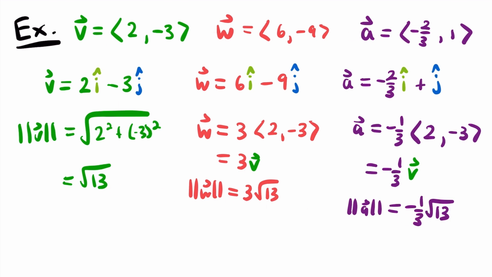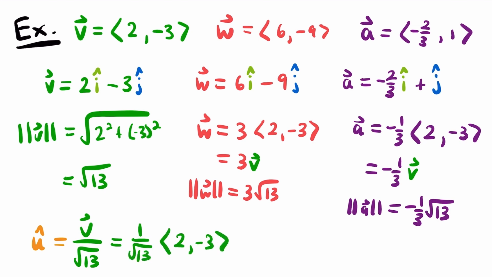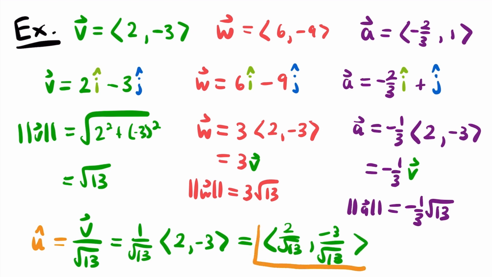And so if we were to divide each of those vectors by those magnitudes, we would get the exact same unit vector. All right, so the unit vector corresponding to vector v, we would find that by taking vector v and dividing it by its magnitude, which is the square root of 13, which would be equal to 1 divided by the square root of 13 times 2, comma, negative 3. And that would give us 2 divided by the square root of 13, comma, negative 3 divided by the square root of 13. And so that would be the unit vector.